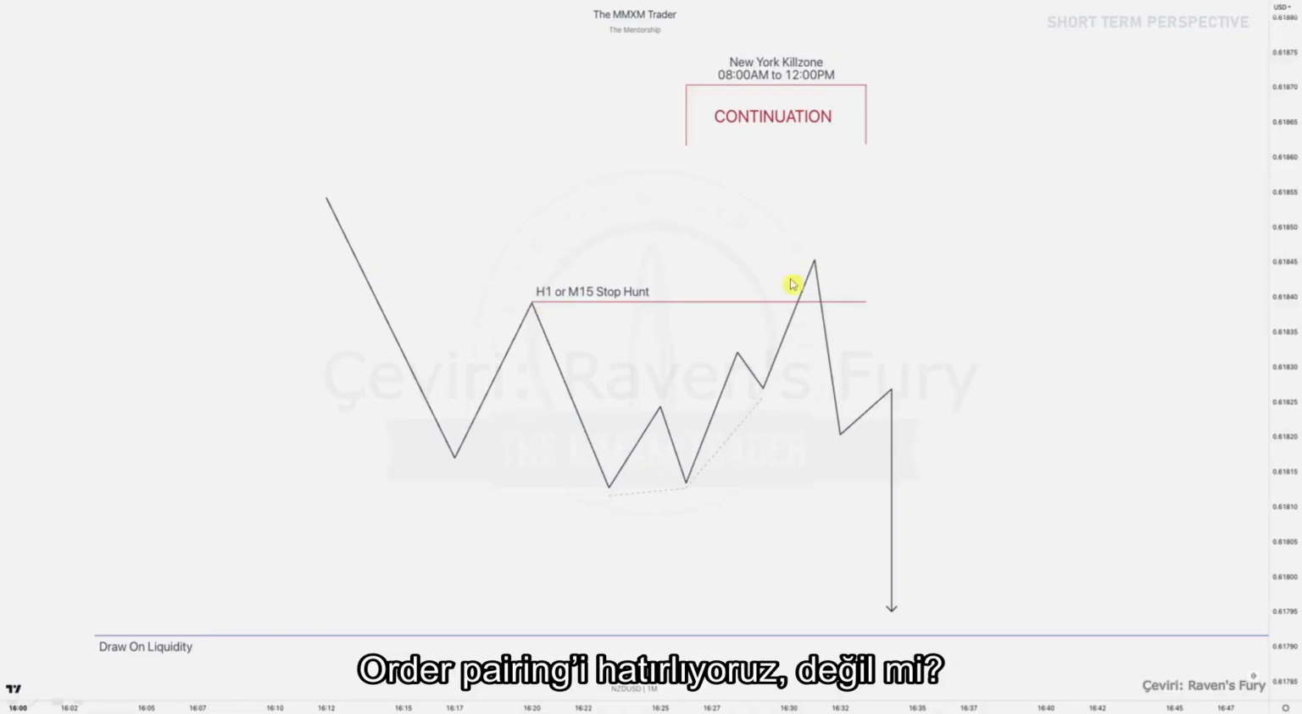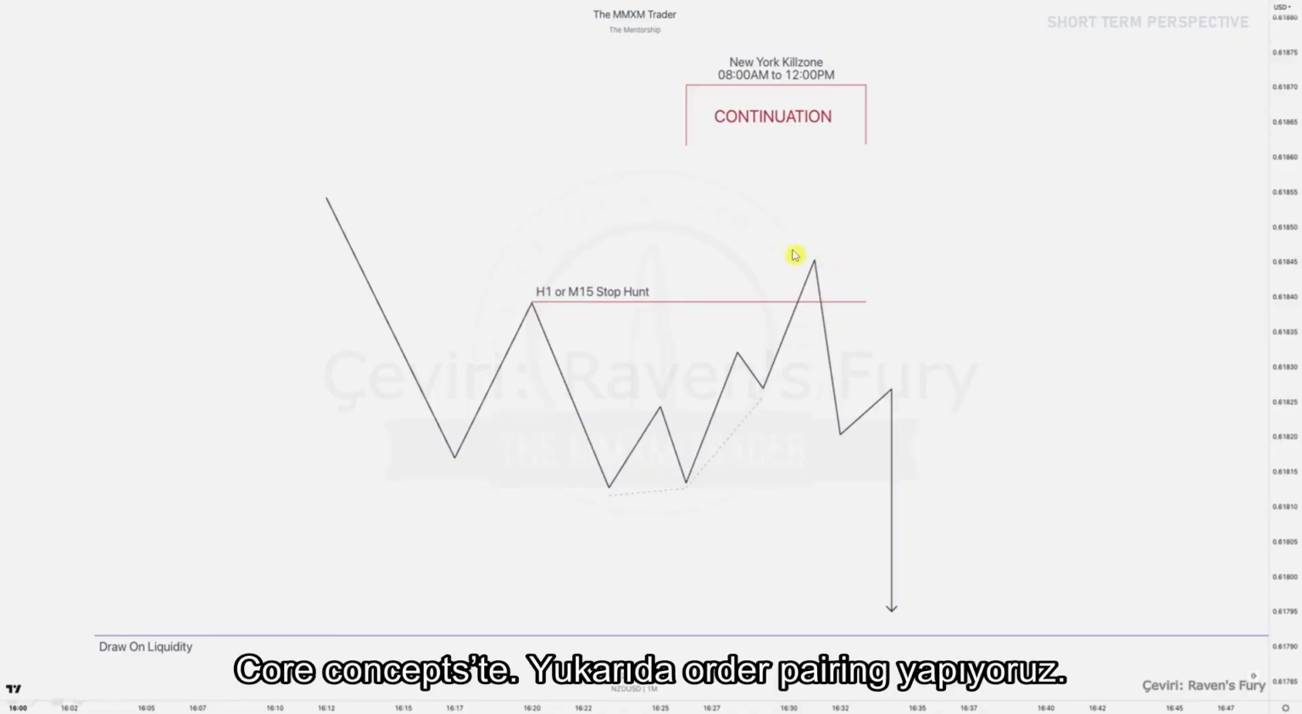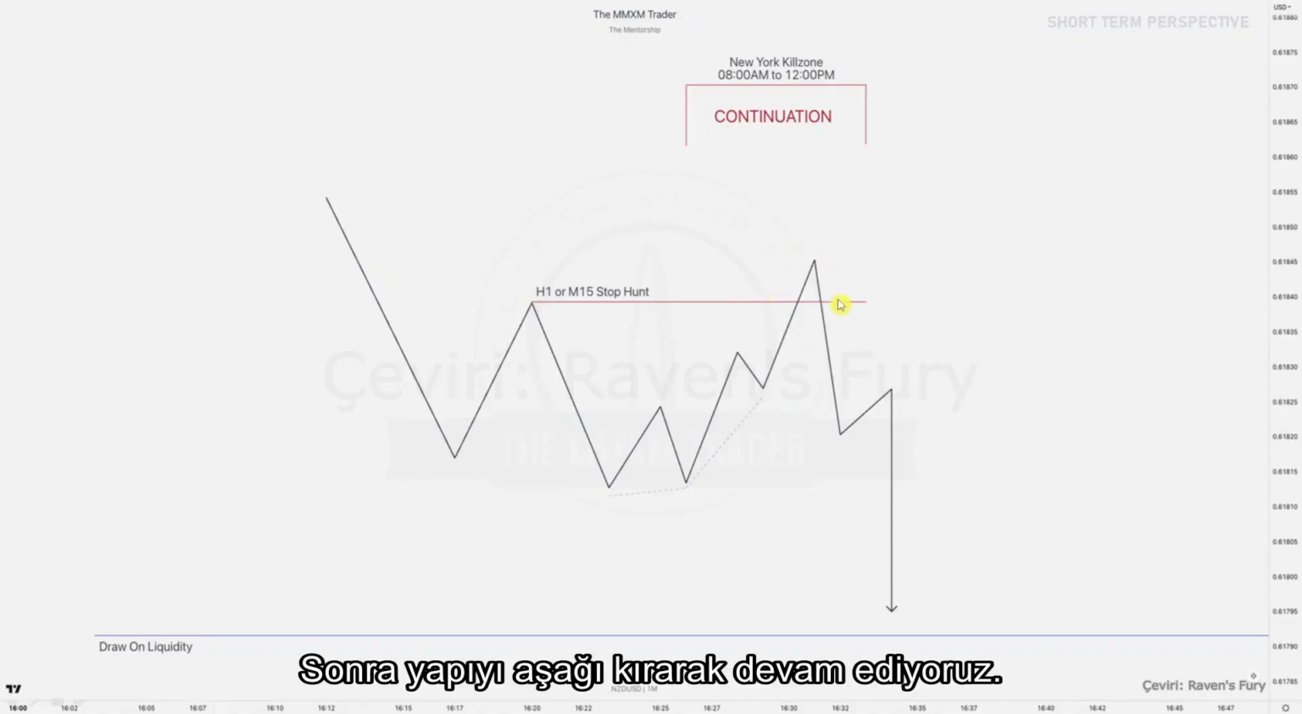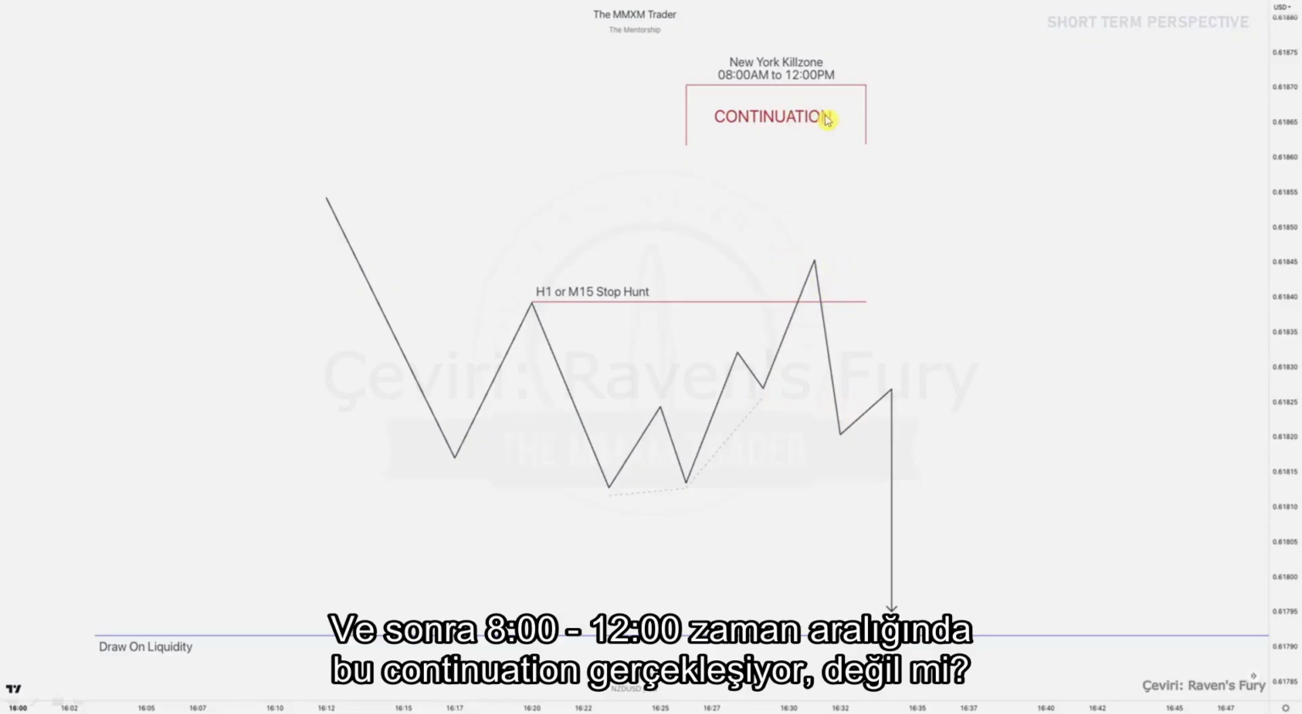So we think back about order pairing, right? On the core concepts, we order pair up here, and then we continue down lower, breaking structure, and then we have that continuation between that 8 a.m. and 12 p.m. time window.